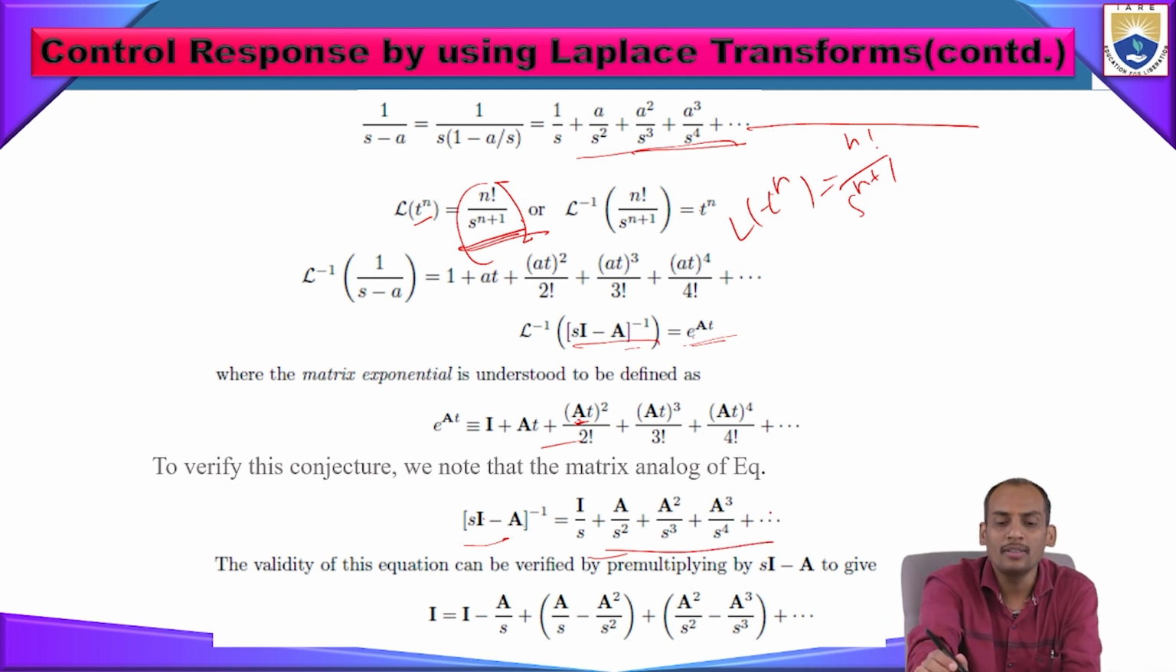Then that equation can be verified by pre-multiplying (sI minus A) to the above equation, so that I will be equal to I minus A by s.